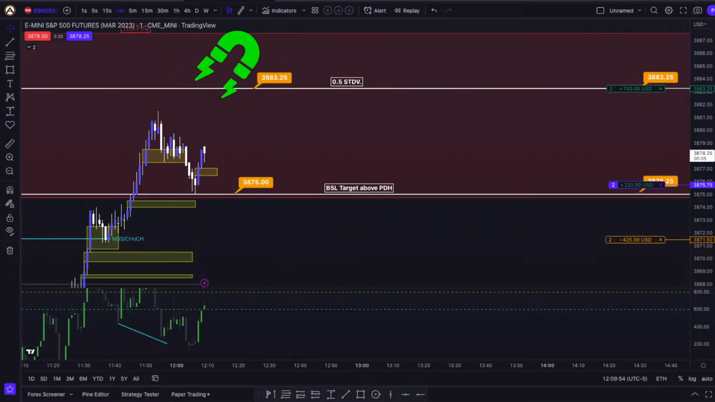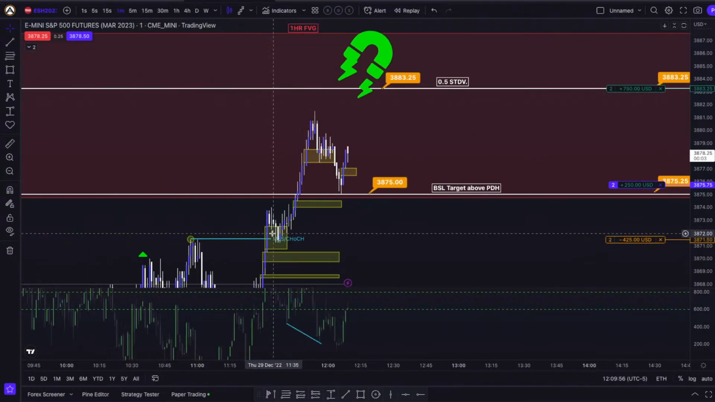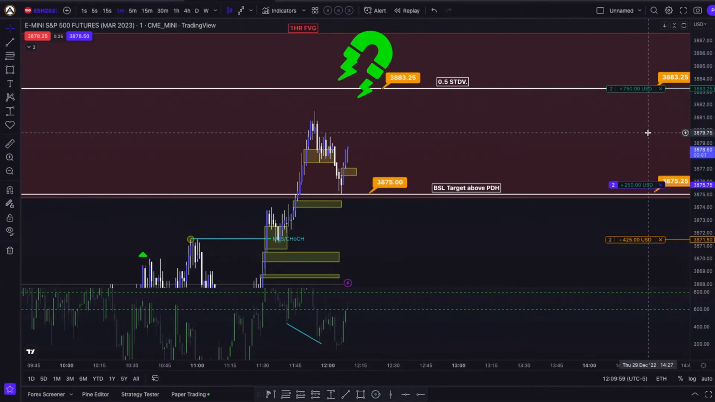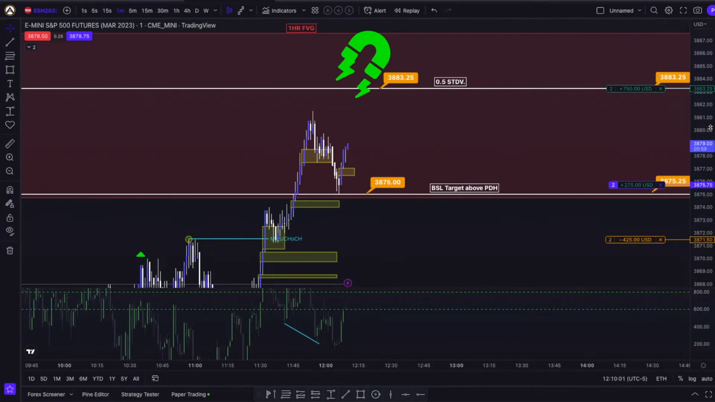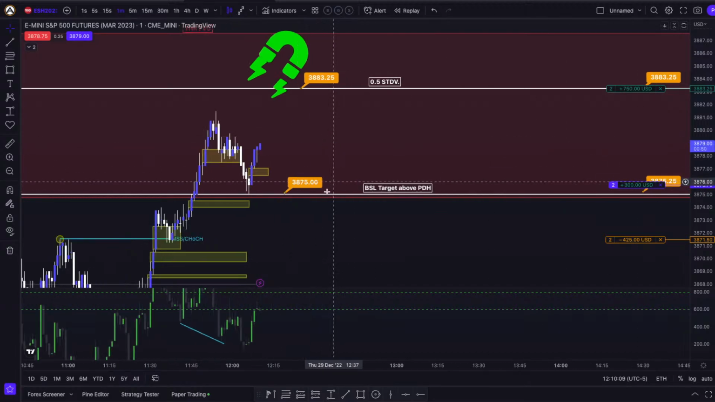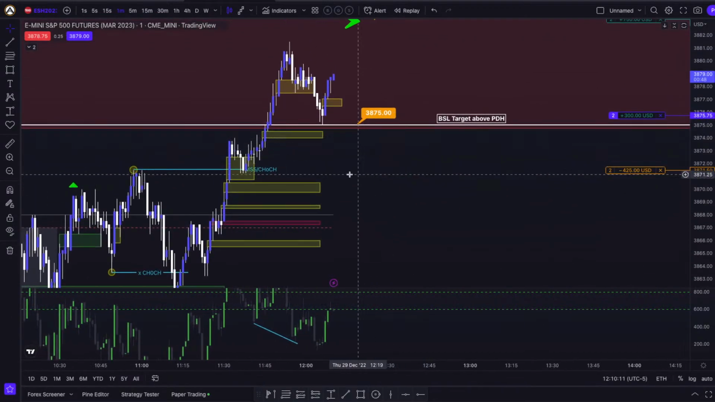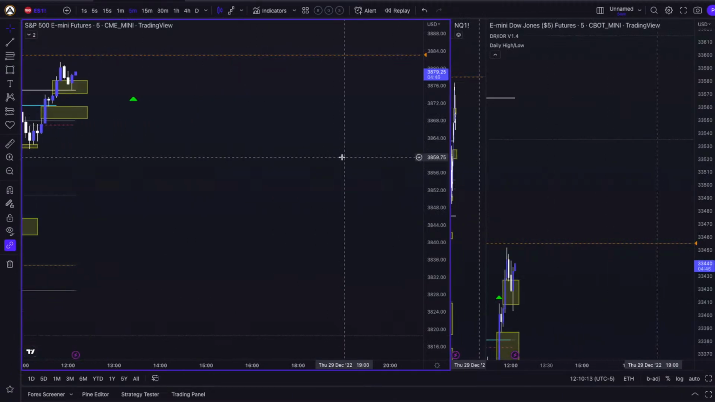But Silver Surfer, the overall bias for today is bullish, so trying to catch a short there is high risk, very high risk, but definitely possible. All right, let's see.